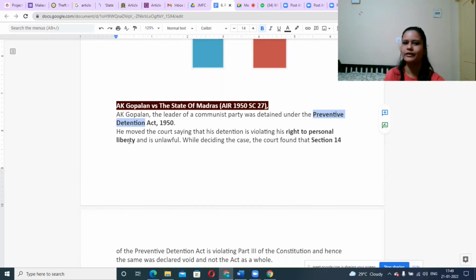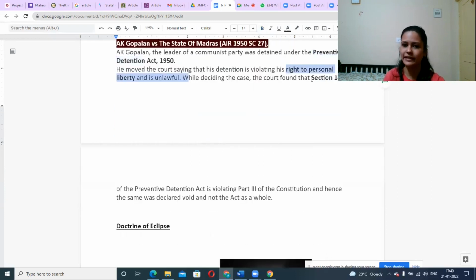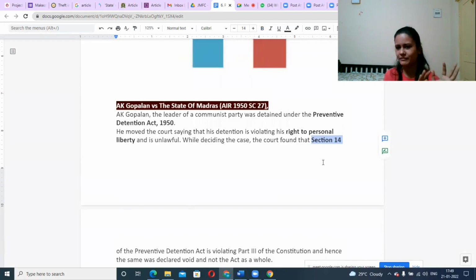So there is one act called the Preventive Detention Act of 1950. Under this legislation, a leader of the Communist Party was arrested, and he moved to the court saying that his right to personal liberty was being violated. While deciding this case, the court felt that otherwise this preventive detention is fine. We have legislations for that, so as such there is no problem with the entire legislation. Preventive detention legislation is fine, but there is one section, Section 14, which is having a problem. Just that one section, Section 14, has issues.